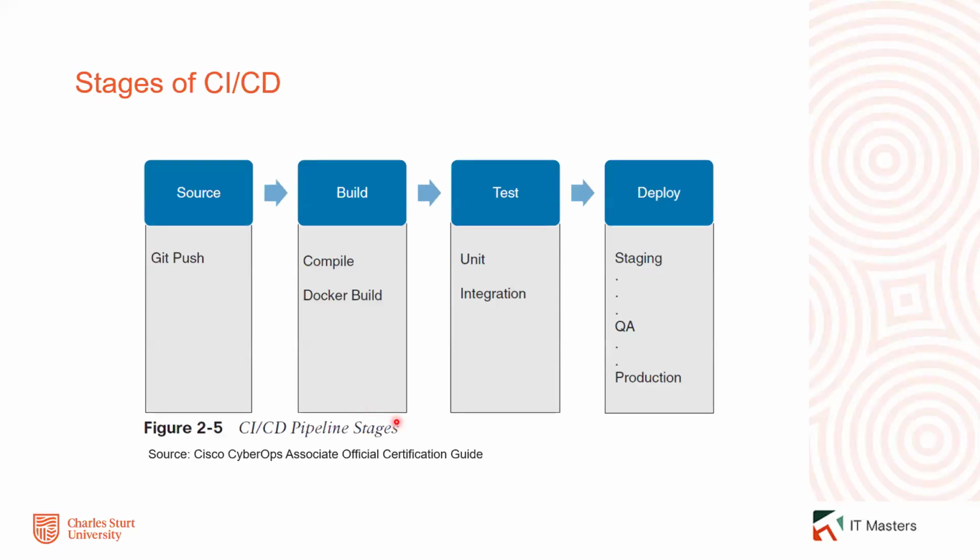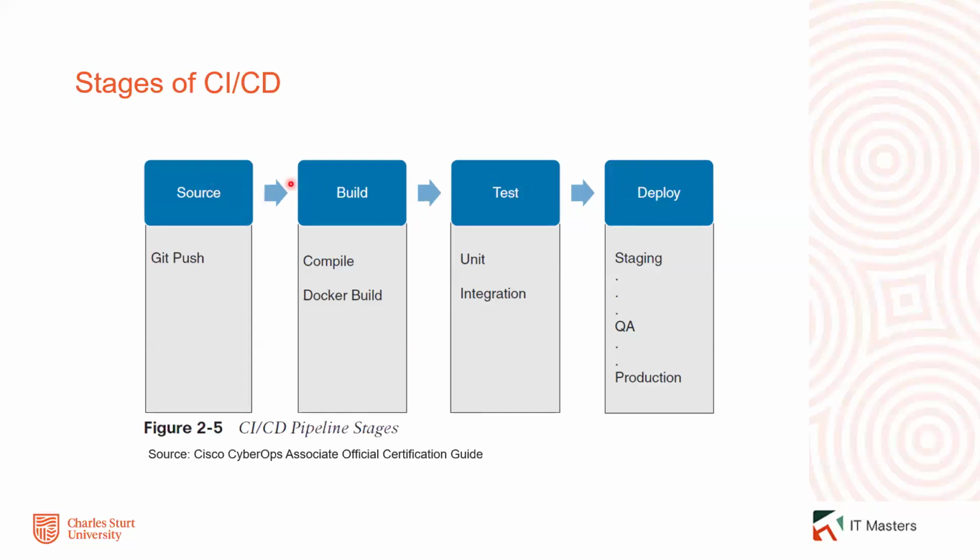So the stage is diagrammatically, and again, this is out of the CyberOPS Associate Official Certification Guide. This is really what we're talking about. Don't worry too much about these words down here. These are just an example. But basically, we have some source code, we build it, we test it, we deploy it, we repeat. Okay, we reiterate.